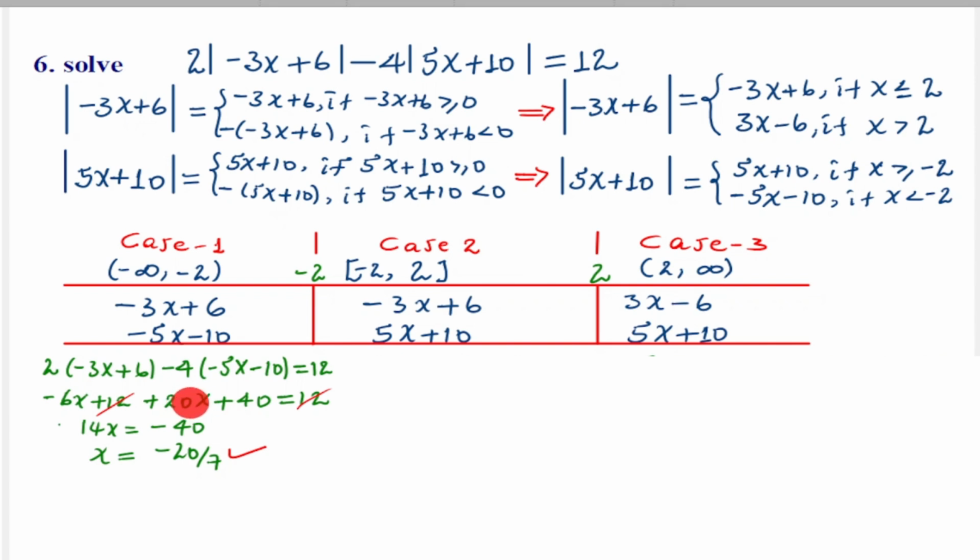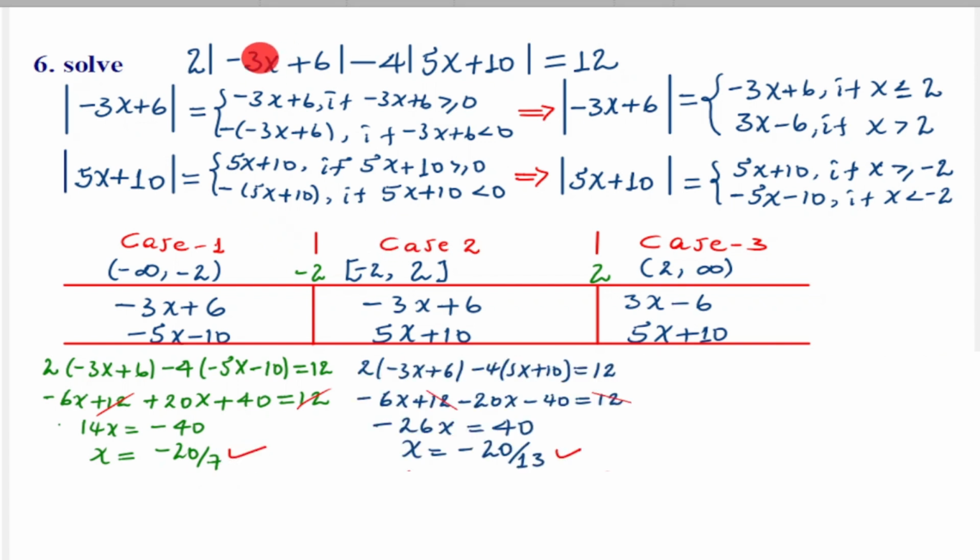Minus 6x plus 20x is equal to 14x, is equal to, when we bring 40 to the right, we get minus 40. So the value of x, when we divide by 14 on both sides, is equal to minus 20 over 7. Minus 20 over 7 is a member of this interval, so minus 20 over 7 is a solution.